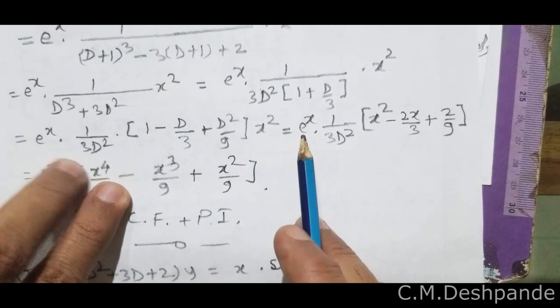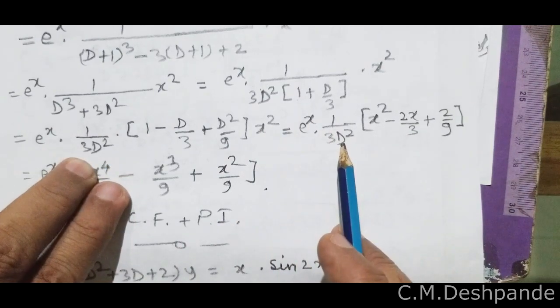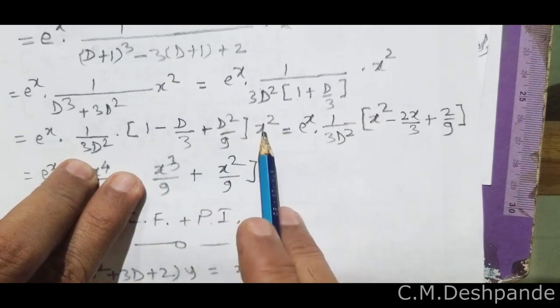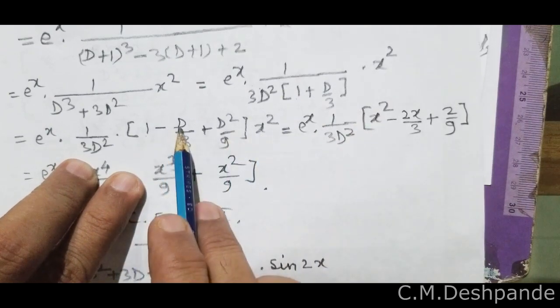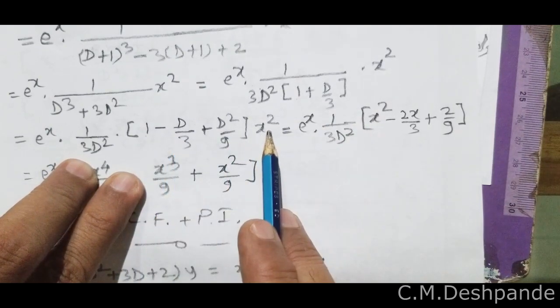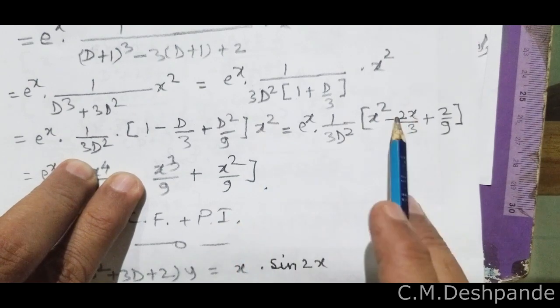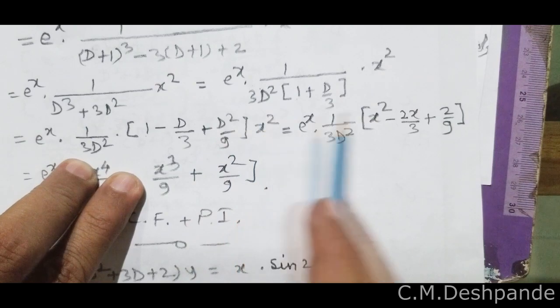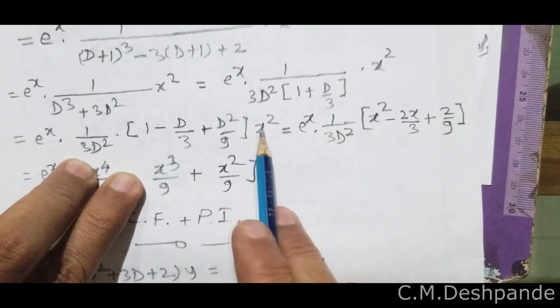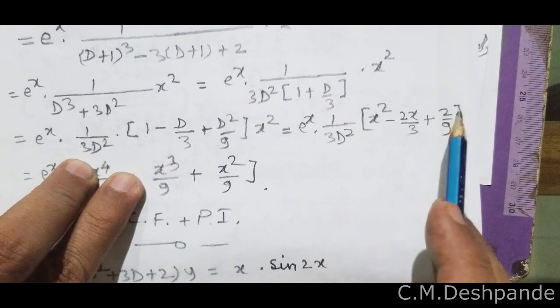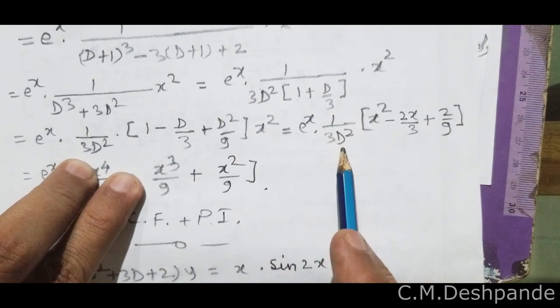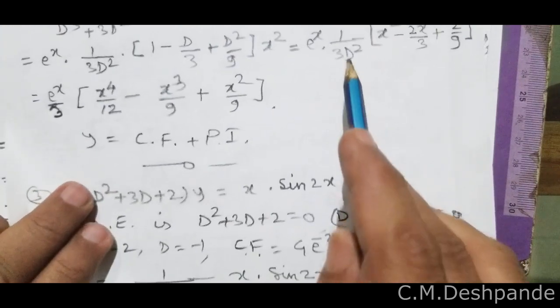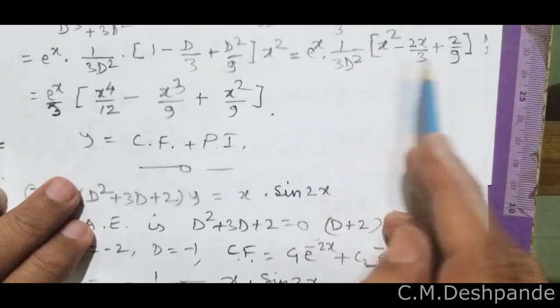E raised to x as it is, 1 upon 3d square also as it is, 1 operating on x square is x square. D operating on x square means derivative of x square is 2x, so minus 2x by 3, and d square operating on x square means double derivative. Double derivative of x square is 2, so plus 2 by 9. Now finally operate 1 upon d square, and 1 upon d square means double integration of this function.